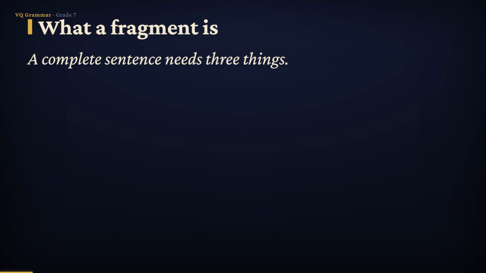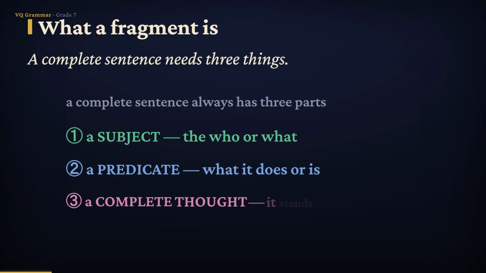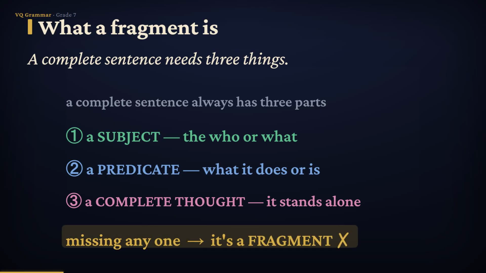Let's start with what a whole, healthy sentence needs. A complete sentence always has three parts. First, a subject, the who or what the sentence is about. Second, a predicate, the part that tells what the subject does or is. And third, a complete thought that stands on its own from beginning to end. If a group of words is missing any one of these parts, it isn't a real sentence at all. We call it a fragment, a broken piece of a sentence.